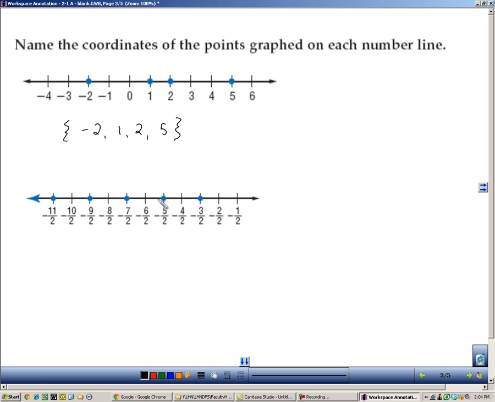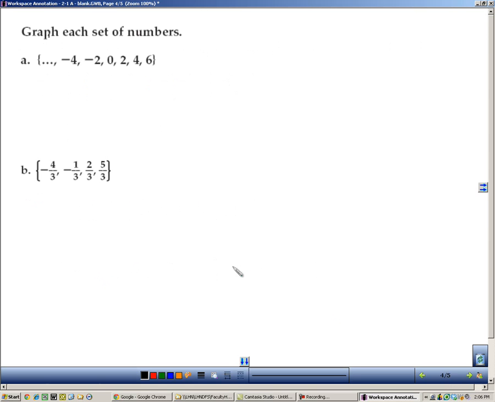There's the first one and the second one. Notice the pattern continues to the left, so I use my ellipsis for that. Here we have a couple examples where we're actually given the set of numbers and we have to provide the graph. So we're going to work in reverse from what we've already done.